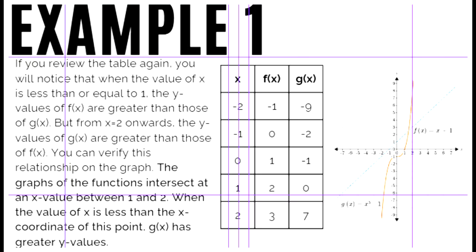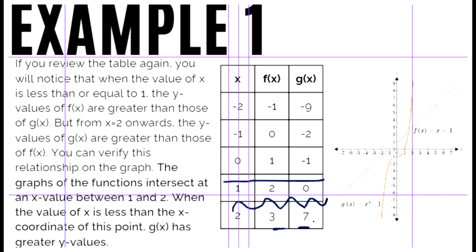If you review the table again, you will notice that when the value of x is less than or equal to 1, the y values of f of x, these values right here, are greater than those of g of x. Negative 1 is more than negative 9, 0 is more than 2, 1 is more than negative 1, okay? But when you get to x being equal to 2 and onwards, the y values of g of x are bigger than f of x, so it starts to get bigger over here, okay? This is where it flips. This is our magical, everything's going to change point.